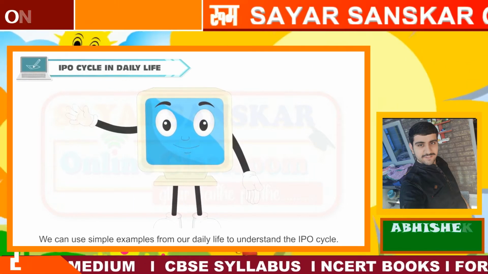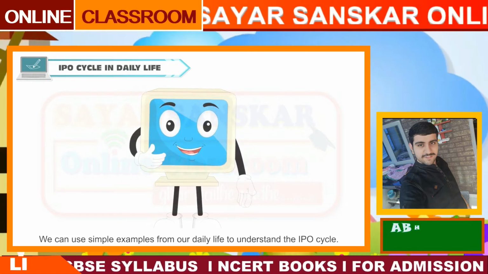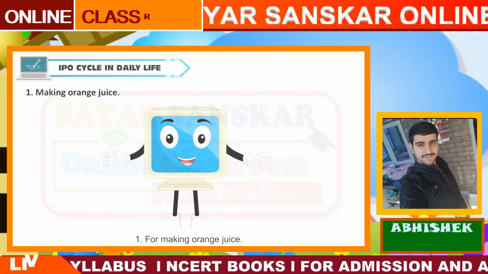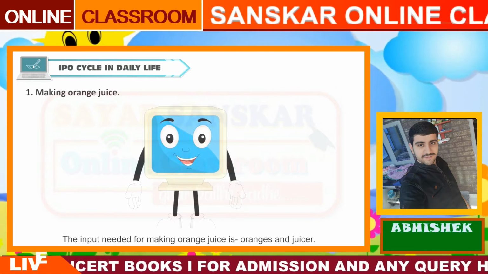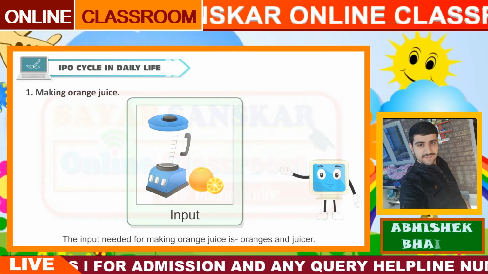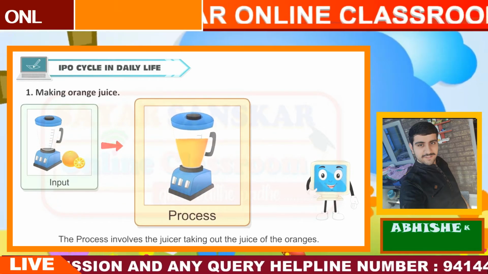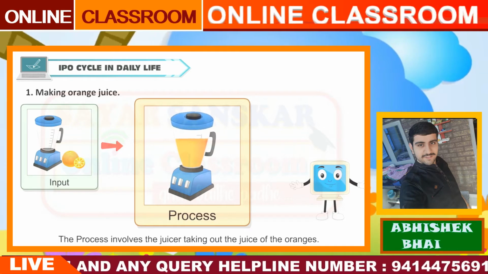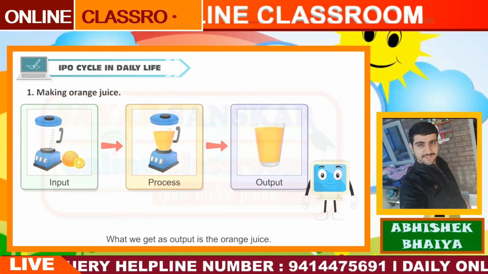We can use simple examples from our daily life to understand the IPO cycle. For making orange juice, the input needed for making orange juice is oranges and juicer. The process involves the juicer taking out the juice of the oranges. What we get as output is the orange juice.